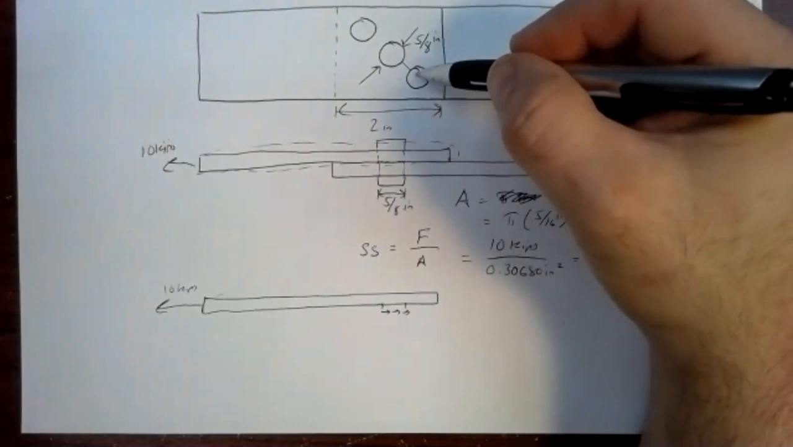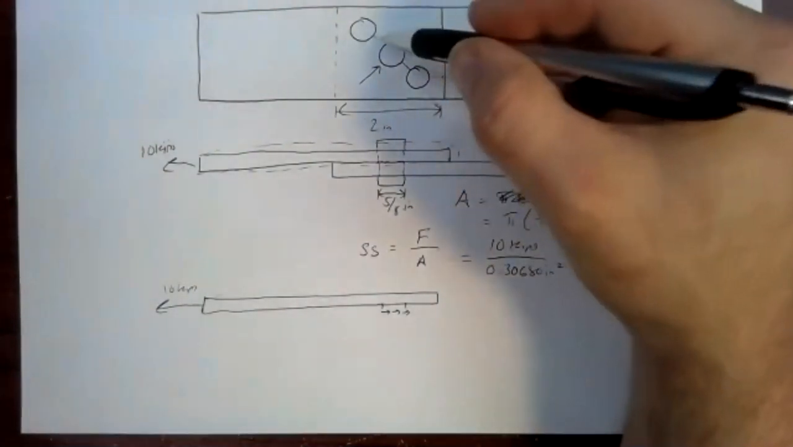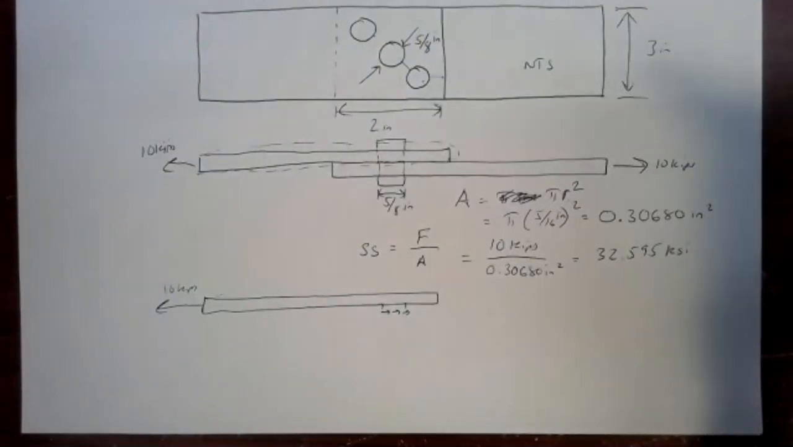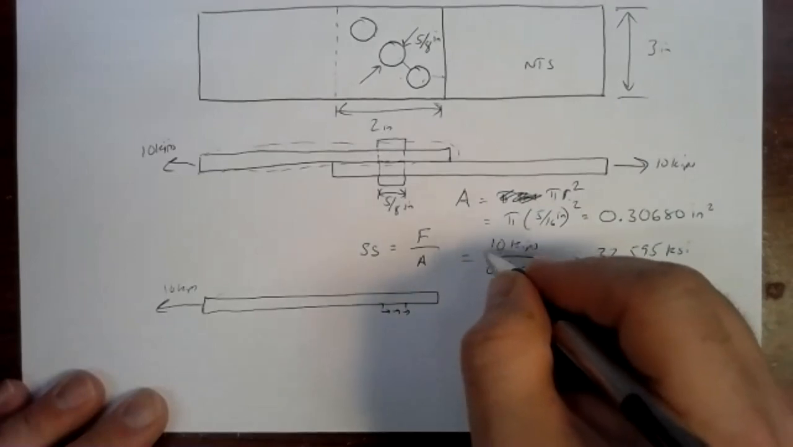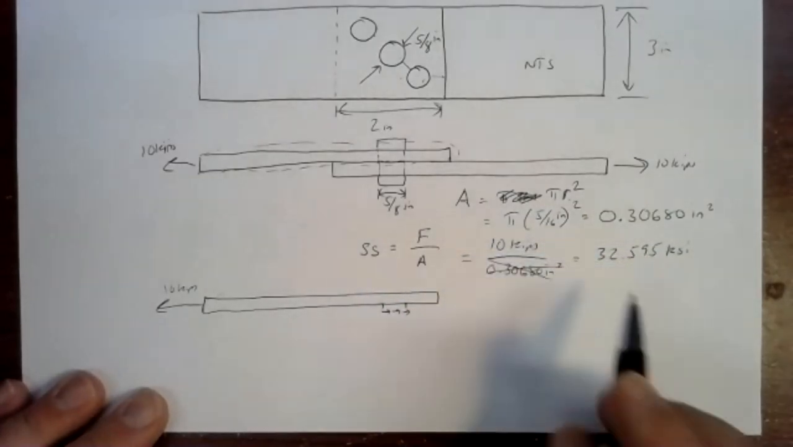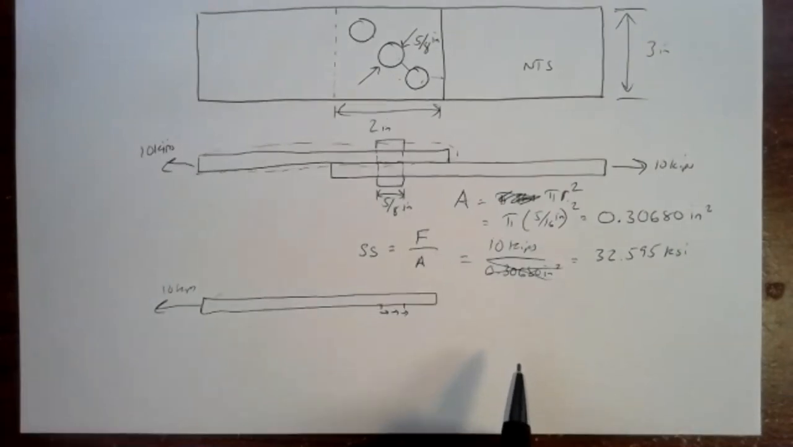So assuming they're far enough apart, you can add the areas together. So if I've got three 5/8 inch bolts instead of just one, I've got 3 times the area. I don't have 10 kips spread out over 0.30680. I can multiply that area by 3. So I take 0.30680 times 3.